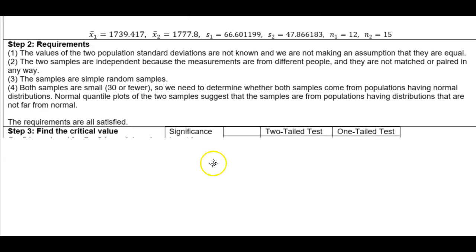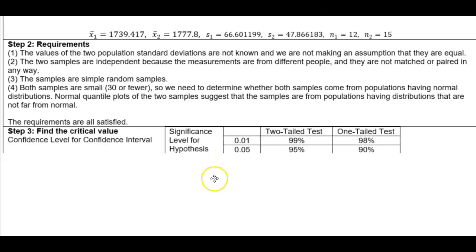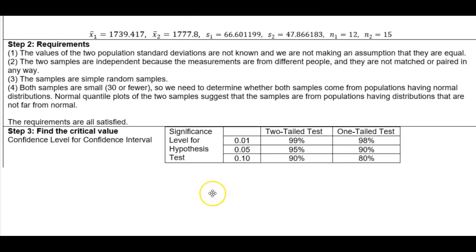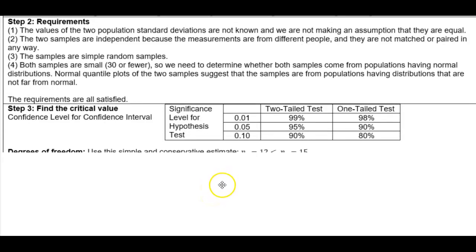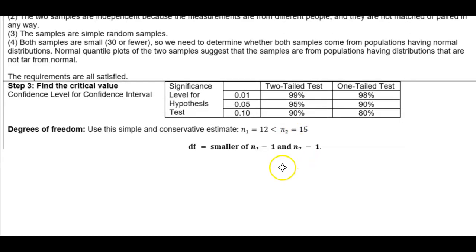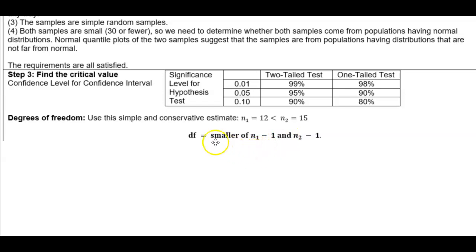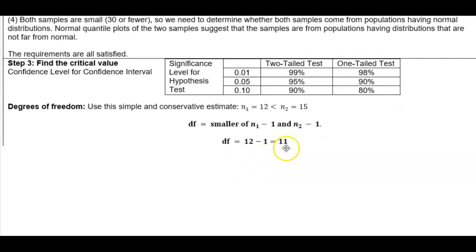Okay, now we want to find the critical value. So we want to take a look at the confidence level for the confidence interval. What do we know? Well, we first need to take a look at the degrees of freedom. We're going to use the simple and conservative estimate. Sample size 1 is equal to 12, sample size 2 is equal to 15, so sample size 1 is less than sample size 2, and the degrees of freedom is going to be the smaller of those two. So the degrees of freedom equals 12 minus 1, which is equal to 11.